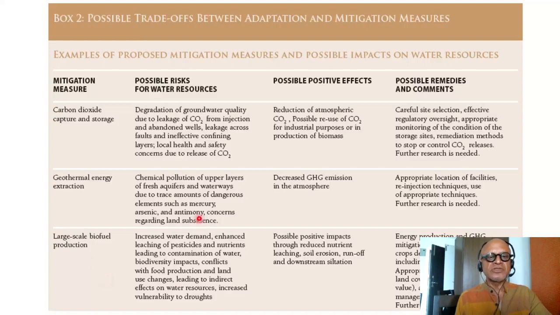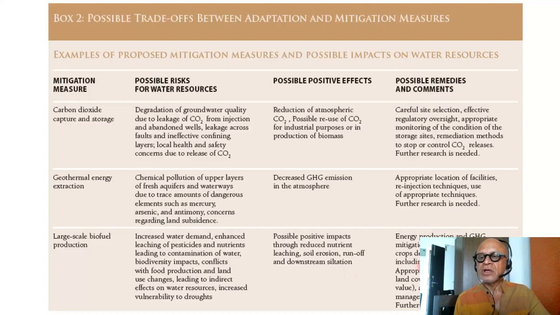but this is worth reading because possible risks for water resources are very critical to understand. Increased water demand, enhanced leaching of pesticides and nutrients leading to contamination of water, biodiversity impacts, conflicts with food production and land use changes leading to indirect effects on water resources, increased vulnerability to droughts, food security issues for the poor, and so on. But you can have possible positive impacts through reduced nutrient leaching, soil erosion, runoff, and downstream siltation, if done properly, of course.